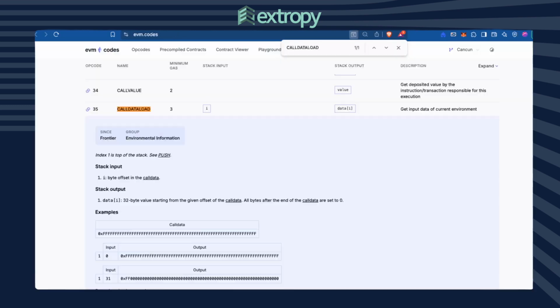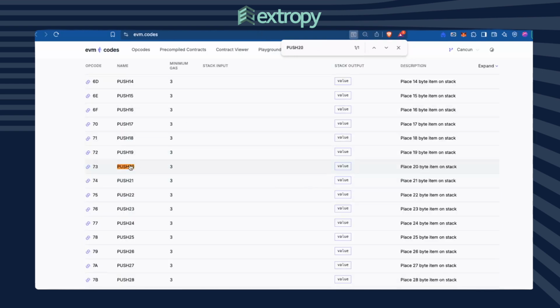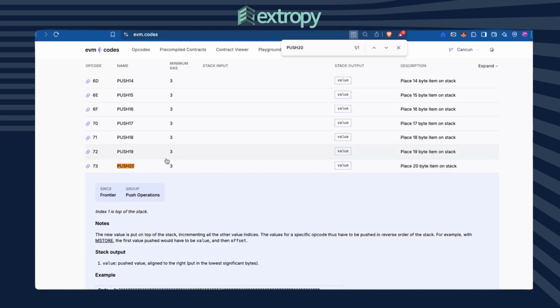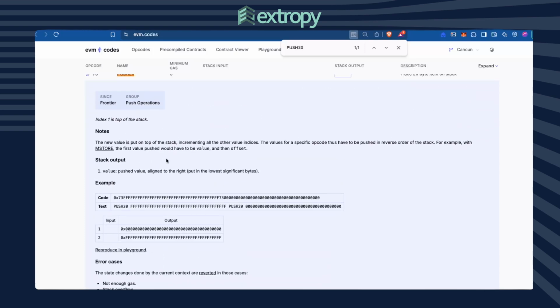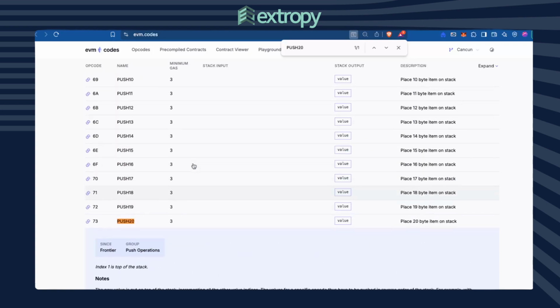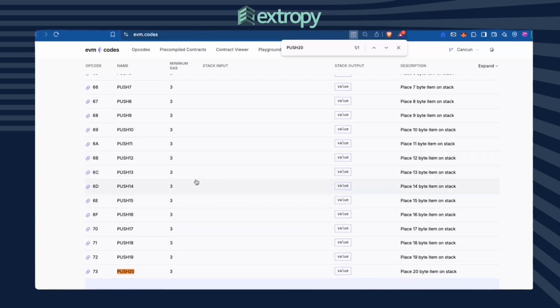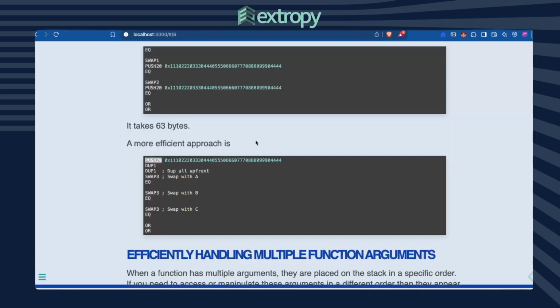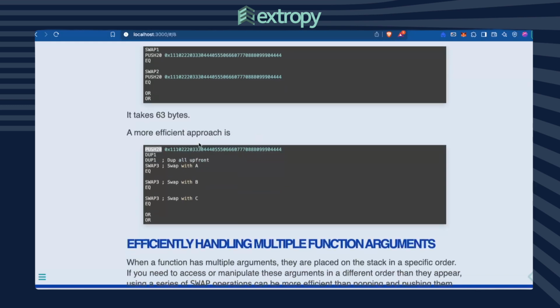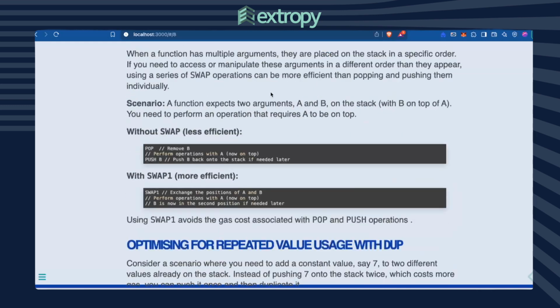I can look at the cost. Okay, so push 20 is a minimum of 3 gas. Maybe it's only going to take 3 gas. But I think in this case the problem is more that we end up doing more opcodes generally. So this one's a better approach. Really, this is the same thing.